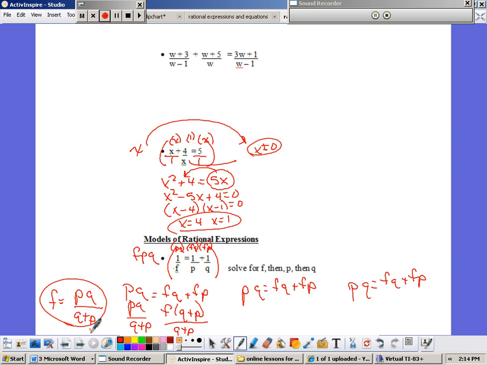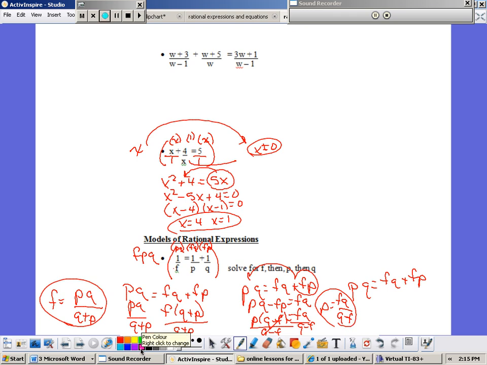The next one I want to solve for p, so I need to get the p's on the same side. PQ minus FP equals FQ. Pull out the p. P times q minus f equals FQ. Divide by q minus f. P is equal to FQ over q minus f. Hey, we're practicing literal equations too.